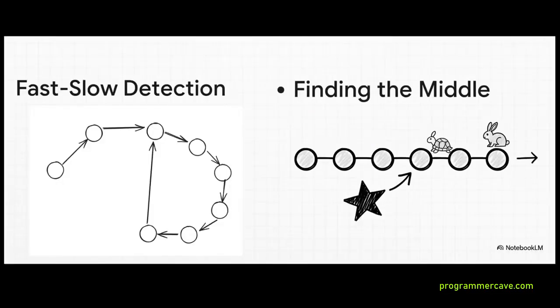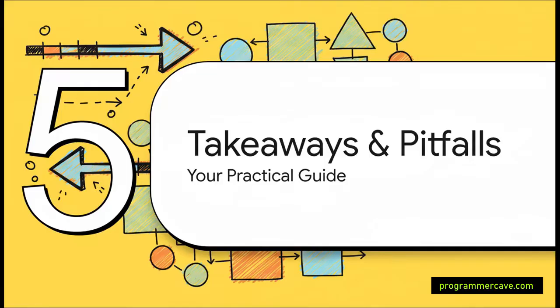So, when do you use this? Two main situations. First, for detecting if a linked list has a cycle, and you can do it in O(n) time with no extra memory, which is amazing. And second, it's perfect for finding the middle node of a list. By the time the fast pointer hits the very end, the slow pointer will be sitting right at the midpoint. Super handy.